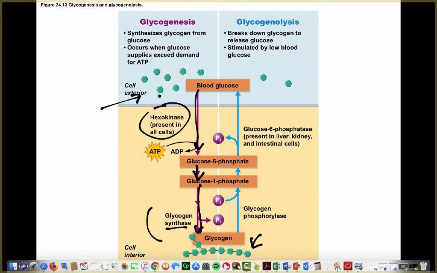Now, glycogenolysis, and you can see lysis here, genesis as in building or creation, right? Lysis as breaking down. You can see you have low blood sugar here.